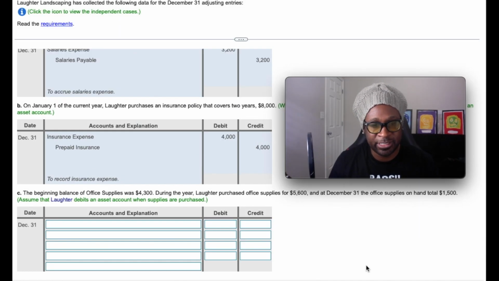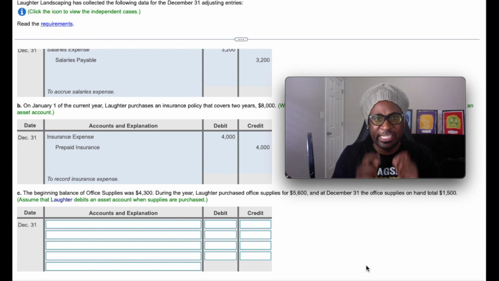Next, it tells us the beginning balance of office supplies was $4,300. During the year, Laughter purchased office supplies of $5,600. At December 31st, the office supplies on hand was $1,500. A lot of information, gang.